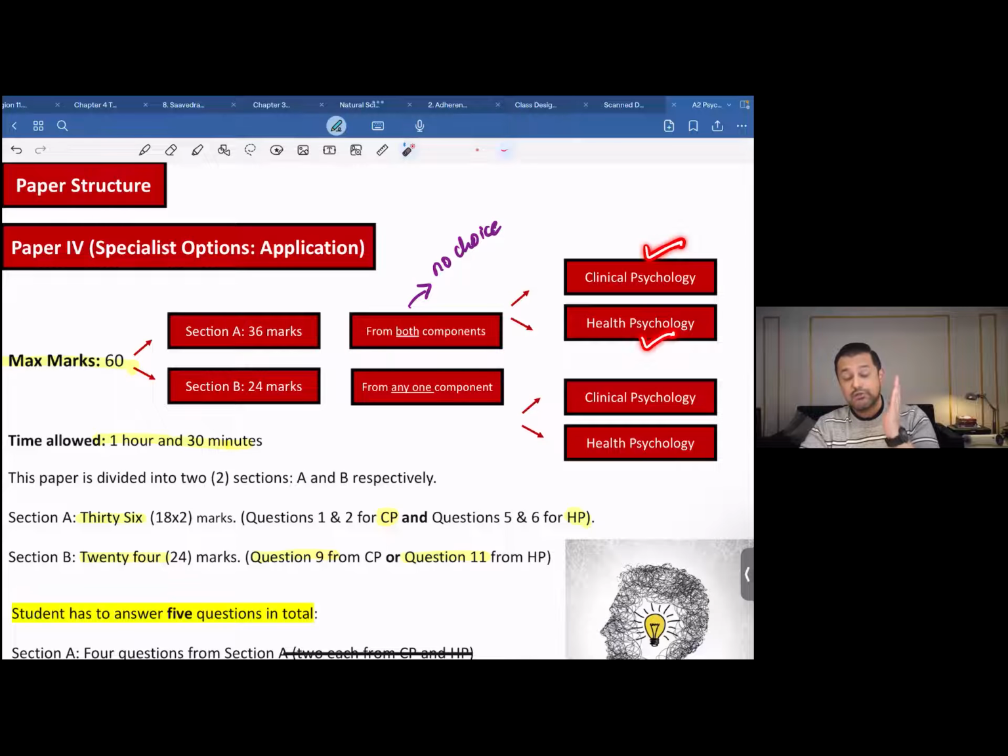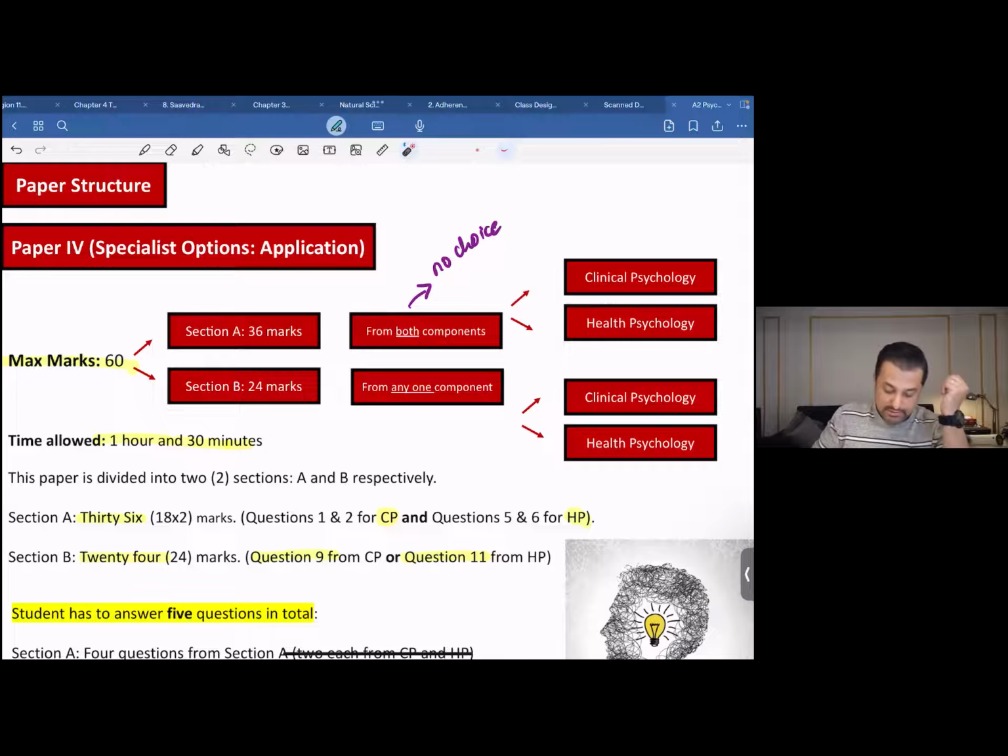In this particular section, you'd be expected to attempt questions from both the components of both the specialist options that you've studied. In our case, it would be clinical psychology and health psychology. However, if we speak about section B, yes, you do have choice. You do have choice in section B, and you need to attempt any one. So you'd get a question which you'd have to attempt either from clinical psychology or health psychology, right?